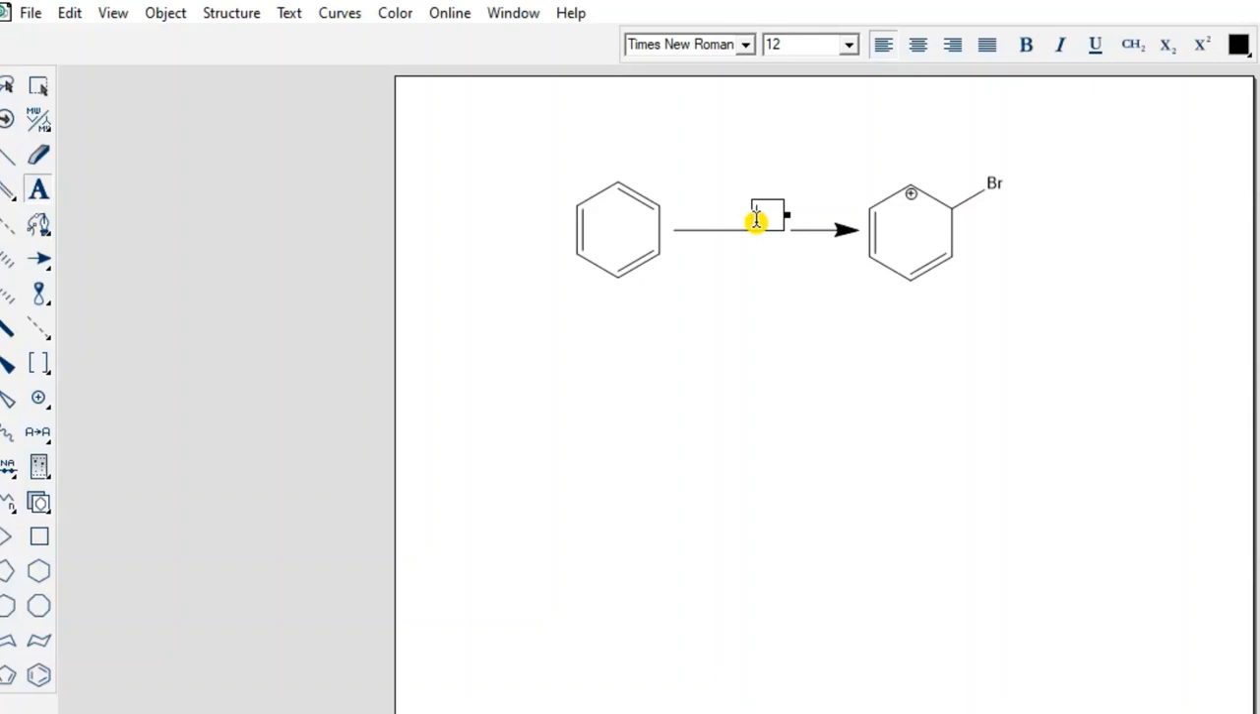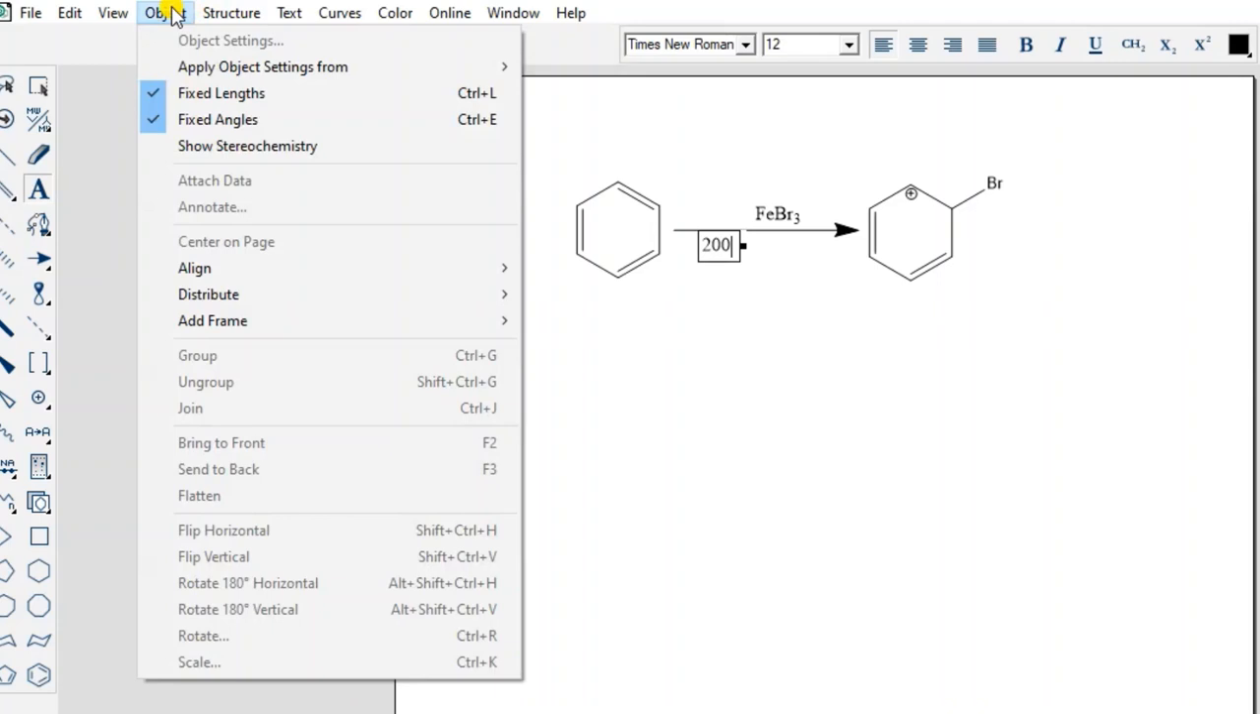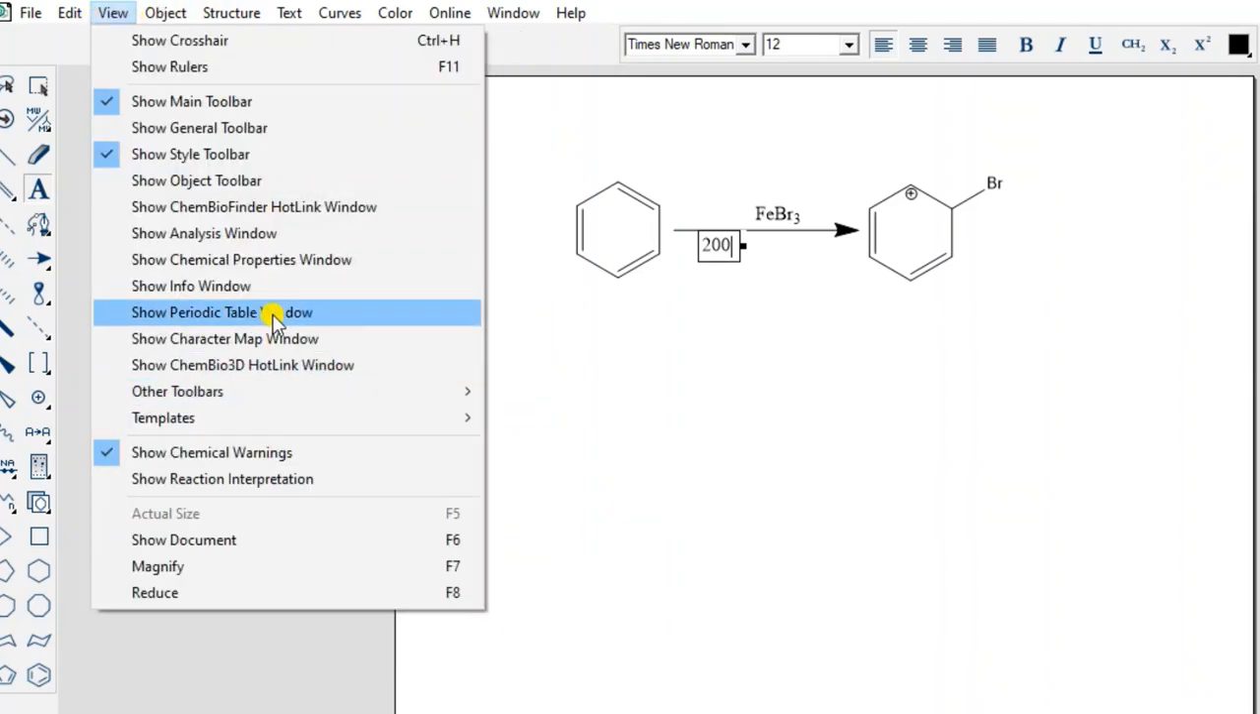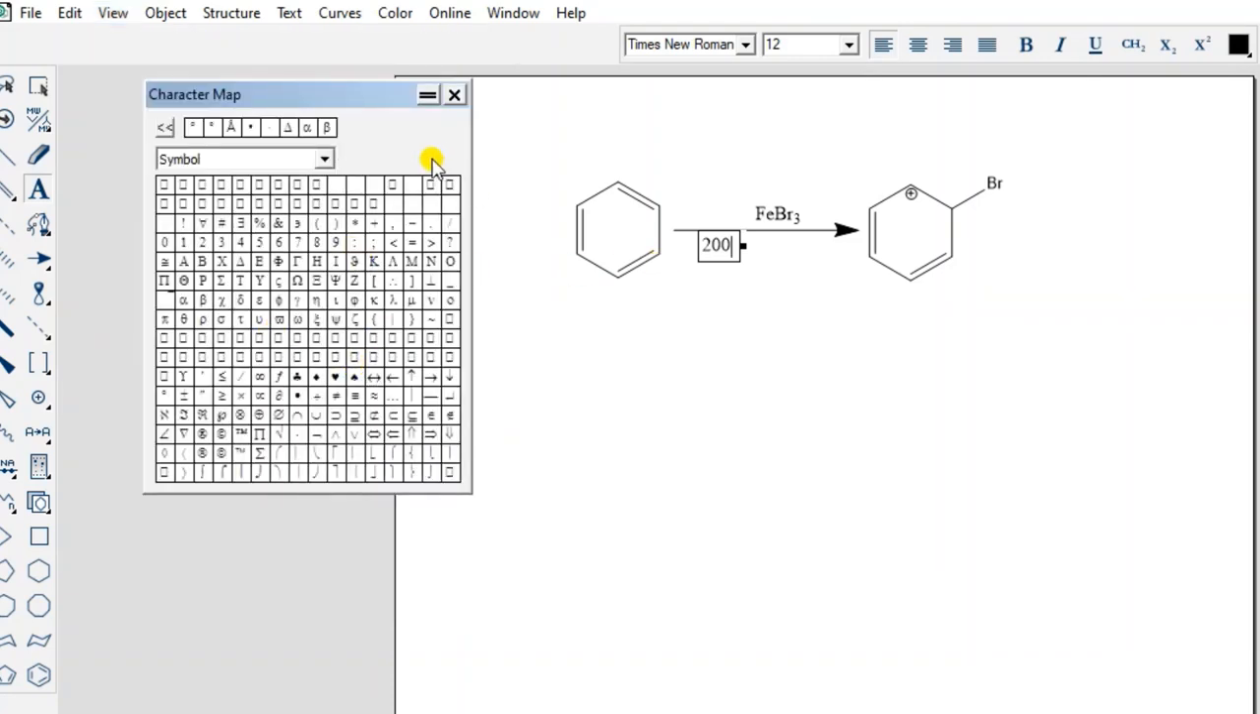The next step is if we want to add any sort of catalyst to this structure. How will we do it? After drawing, we will use this molecule structure formula option to convert it into a formula. Further, if we want to add pressure or temperature, like 200, we go to View and use the Character Map window. There we can use the degree centigrade symbol.